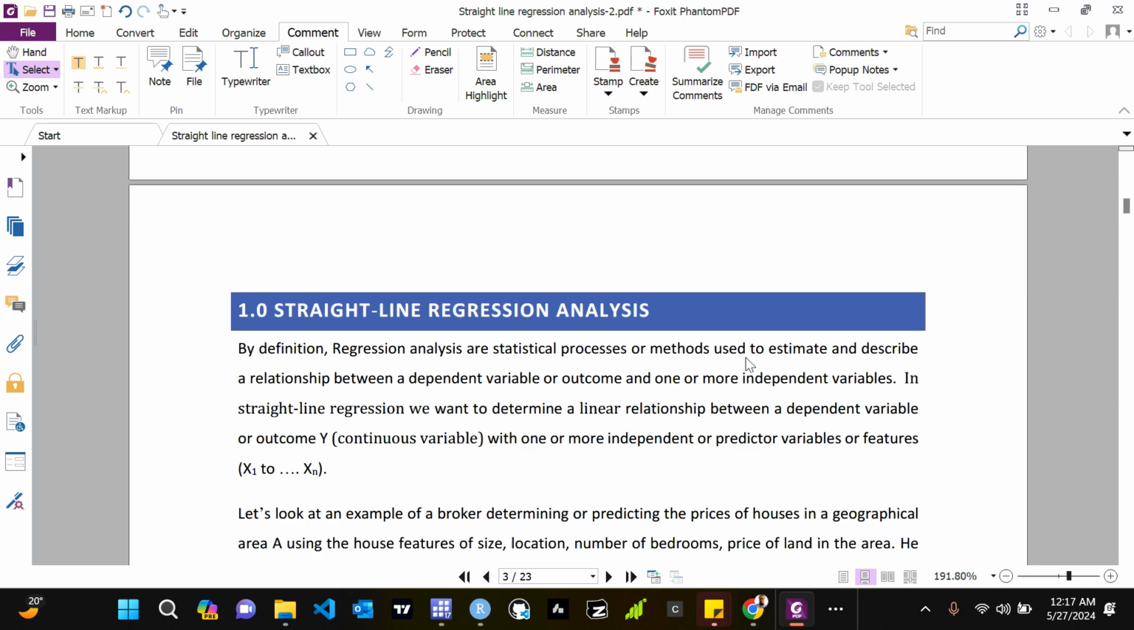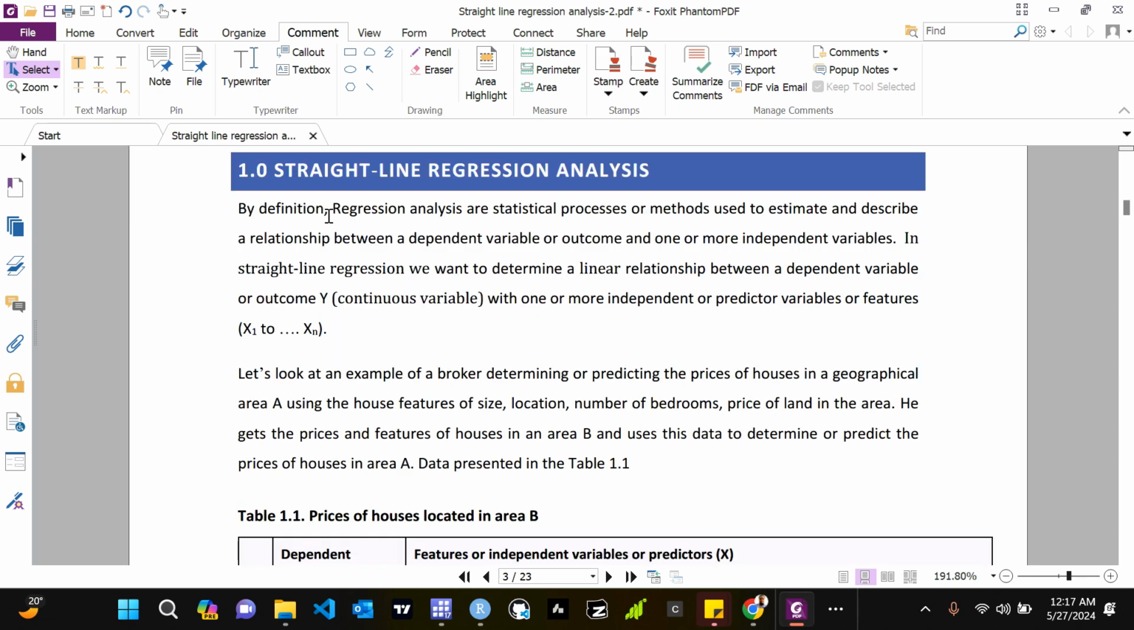Today we are going to look at straight line regression analysis, and it's going to be linear regression. Specifically in this video, I'm going to take you through the theory of linear regression, when we use a linear regression, and how we test the assumptions of a linear regression.